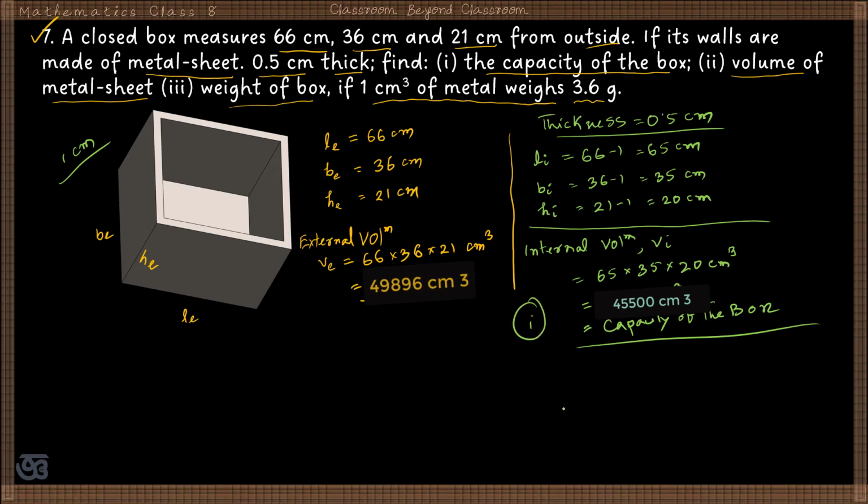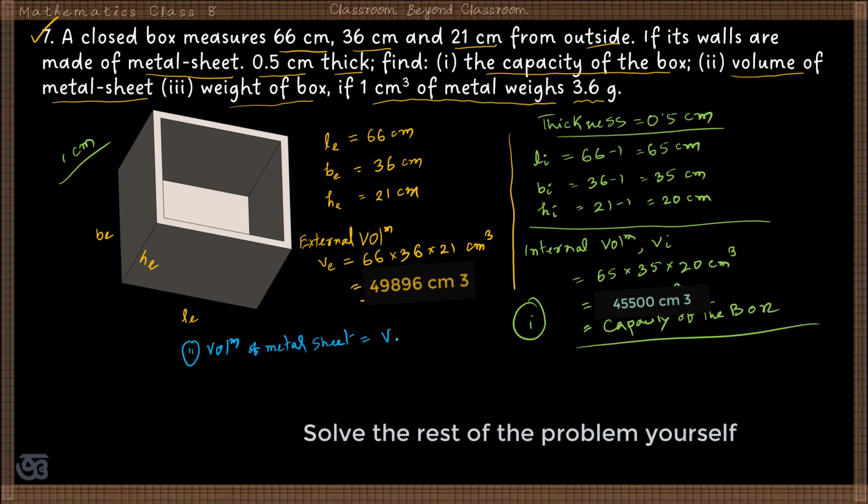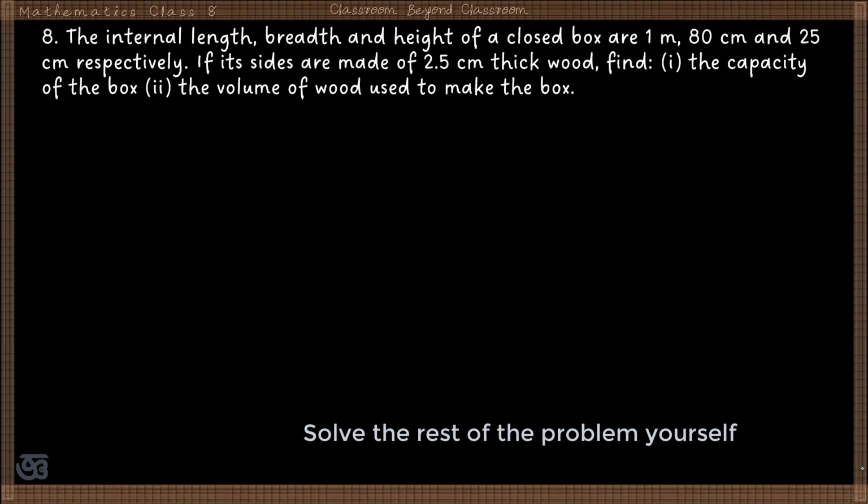The capacity of the box is the internal volume of the box. Next we have to find the volume of the metal sheet. This is the closed box. So number 2, volume of metal sheet is equal to the external volume minus the internal volume.